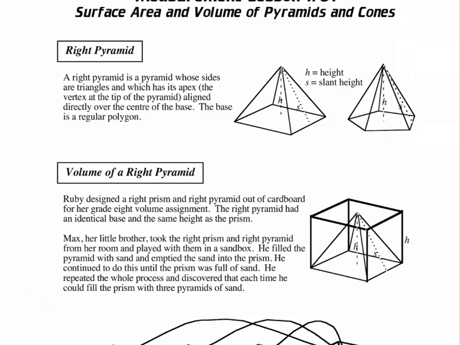Right, so the first thing I want to point out is there's a new variable that you've never seen before, and that variable is called slant height. Okay, so the slant height is the height of the triangle.